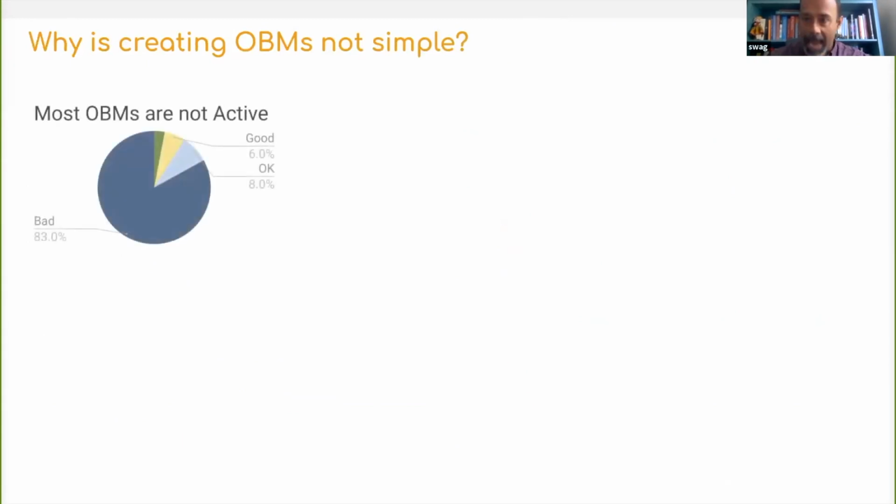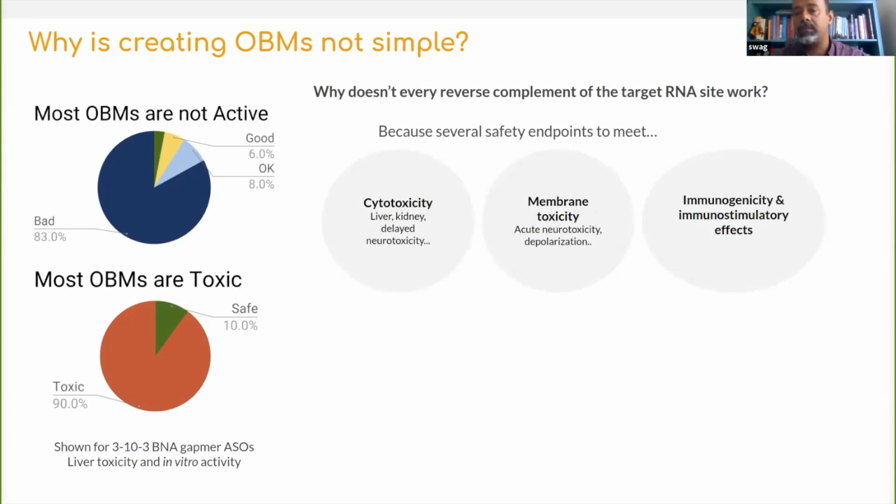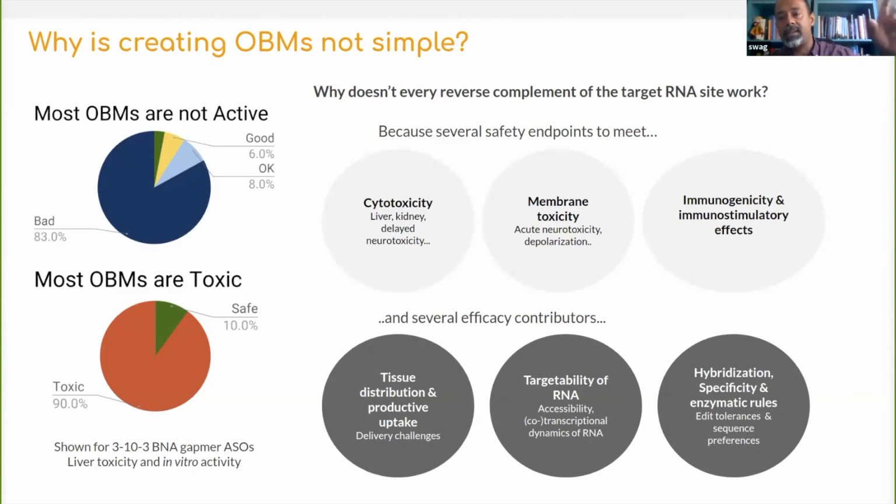Well, the problem, of course, is that as with anything in medicine, these are most of the time not active, and depending on the modality or the particular chemistry, I'm showing here a particular example because the numbers will vary, they are mostly toxic. And as I said, the toxicity is different for different chemistries of these modalities. But it's a complicated business to create what seemed like a simple job. It's not that simple just because there are a lot of tox endpoints: cytotoxicity, membrane toxicity, immunogenicity, and immunostimulatory effects, and then several efficacy contributors and things that one needs to optimize. So if you think of it as an engineering problem, there are several design criteria and engineering optimizations that need to be done for a drug of this modality, nucleic acid drugs, even to be considered a good design, a good drug.